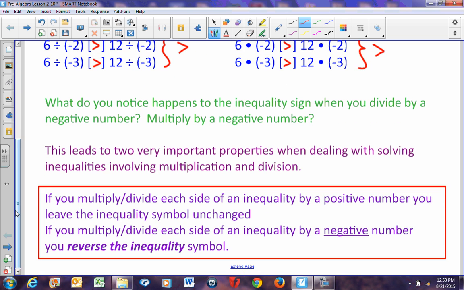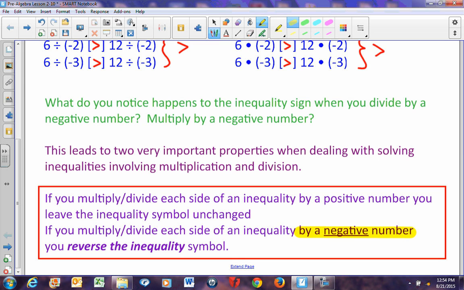Okay? This is very important. That's why it's in a big red box. If you multiply or divide each side of an inequality by a positive number, you leave the inequality symbol unchanged. However, if you multiply or divide each side of an inequality by a negative number, you reverse the inequality symbol. That's not if you get a negative answer. That's if you multiply or divide by a negative number. That's very, very important. Only if you multiply or divide by a negative number, not if you get a negative answer. So be careful with that.